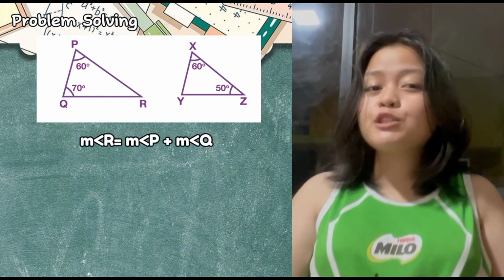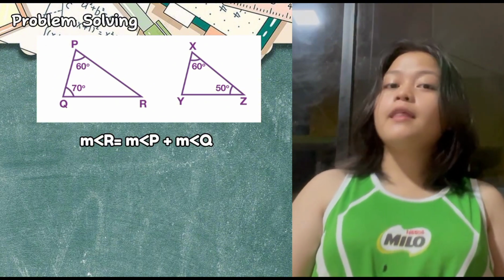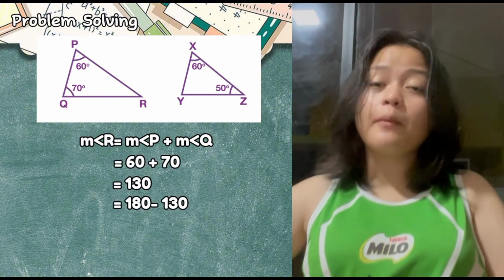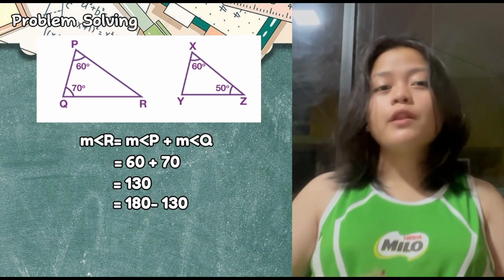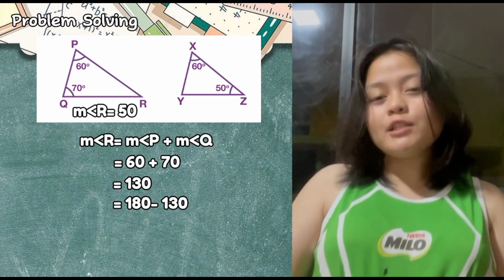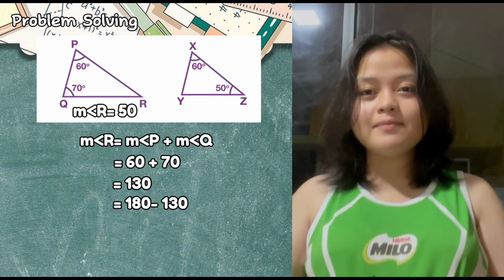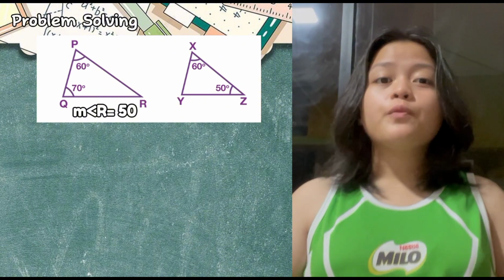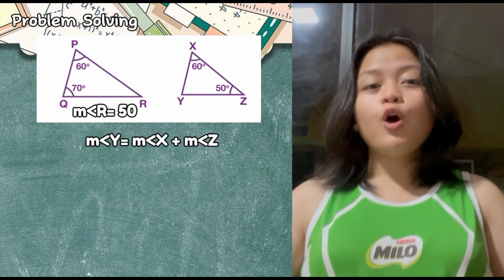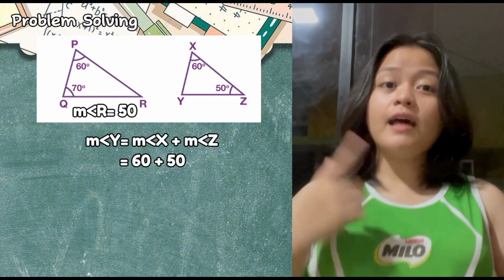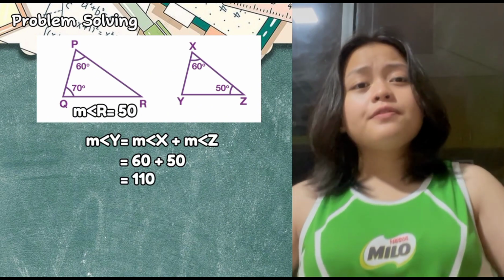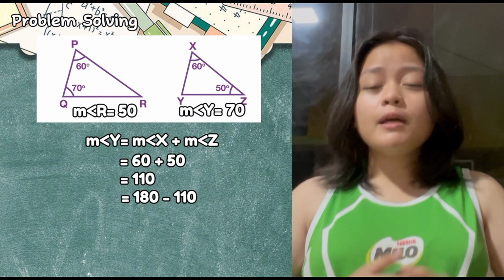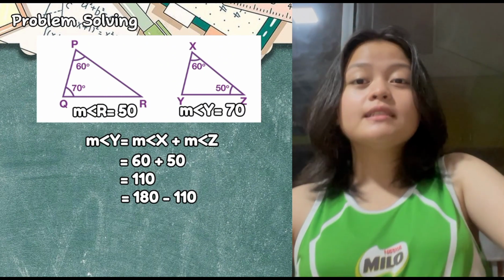So let's take the measurements of angles P and Q, then add them, which will be 130. Next, subtract it from 180. 180 minus 130 is 50. So the measurement of angle R is 50 degrees. Now we do the same thing to the other triangle. So we add the given measurements of the angles, which are 60 and 50. That sums up to 110. Then we subtract it from 180. 180 minus 110 is 70. So the measure of angle Y is 70.